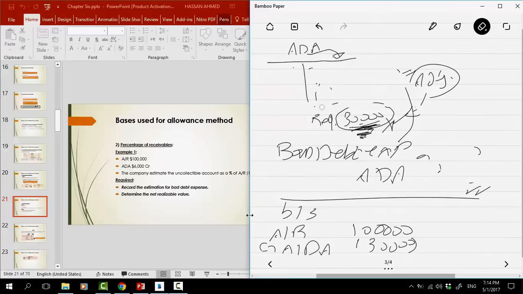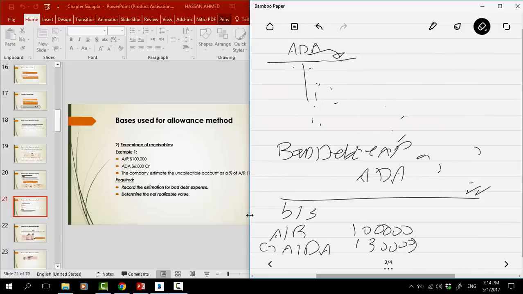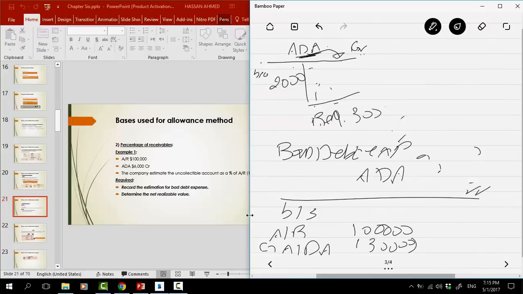Then the difference between the percentage of accounts receivable and the percentage of net credit sales is that with the percentage of accounts receivable, we must consider the balance in the ADA. Suppose another example, where we have a balance of $2,000 in the ADA, in the debit, not in the credit. As we said before, the ADA balance must be in the credit as it's a contra asset, and our required balance is $30,000.